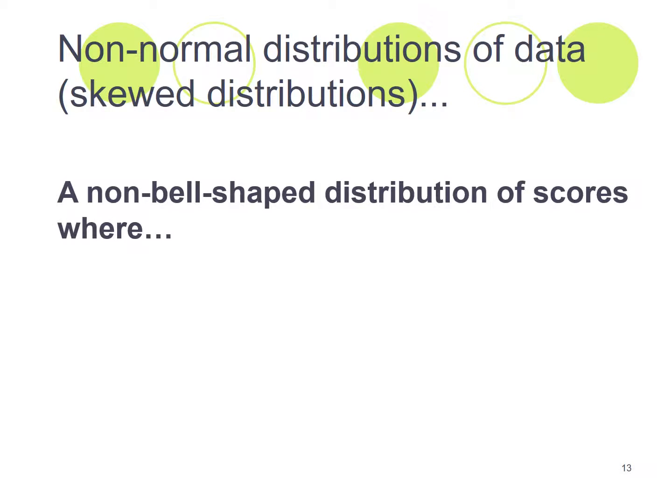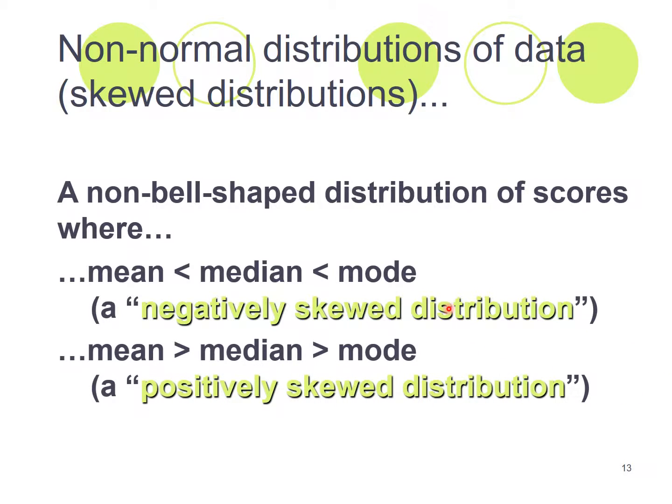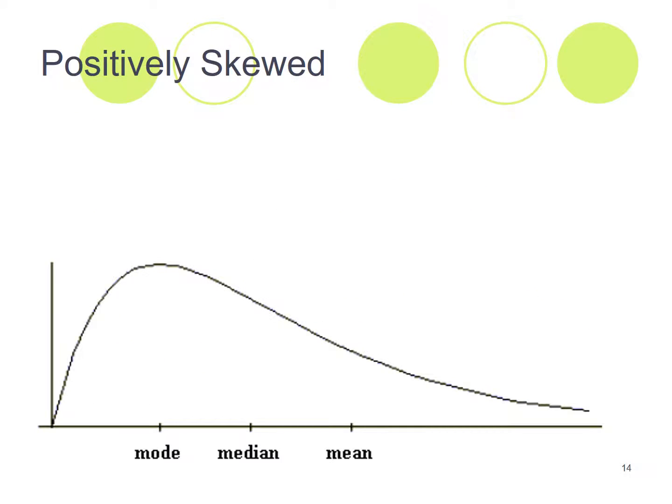Okay, so non-normal distributions or skewed distributions are non-bell-shaped distributions of scores where the mean, the median and the mode differ. This is negatively skewed. The mean is less than the median and the median is less than the mode, or the most commonly occurring data item. This is a negatively skewed distribution. Where the mean is greater than the median and the median is greater than the mode, this is a positively skewed distribution. So here we've got a picture graphically of a positively skewed median.